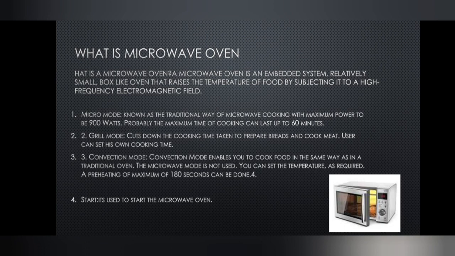Third is the convection mode. Convection mode enables you to cook food in the same way as in a traditional oven, where the micro mode is not used. You can set the temperature as required. A preheating of a maximum of 180 seconds can be done. And last is the start mode, which is used to start the microwave oven.